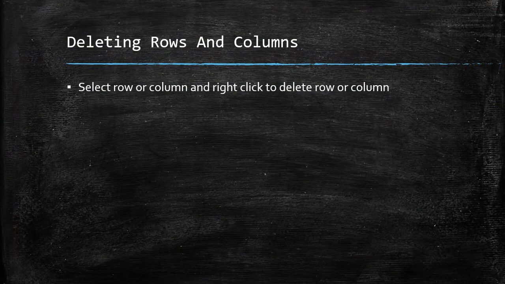Deleting rows and columns. We have different methods. The simple method is to select the row or column which you want to delete, then right click on it and select the delete row or column option. Let us see practically how this is going to be applied.